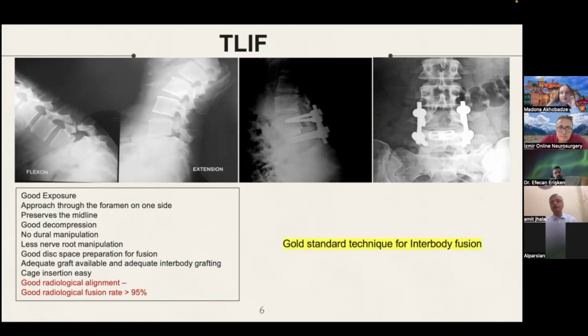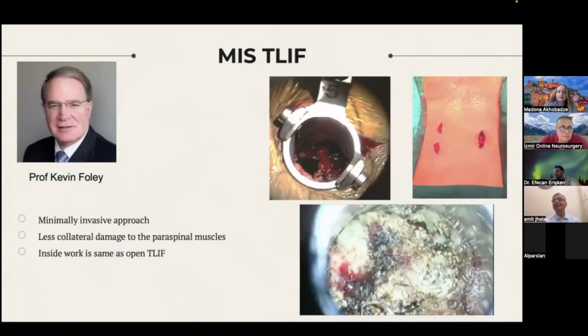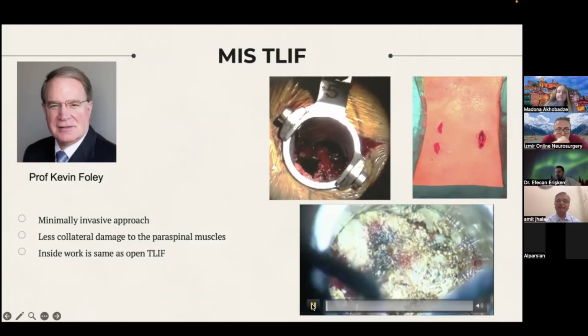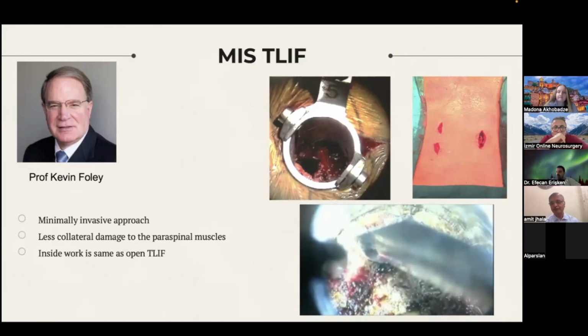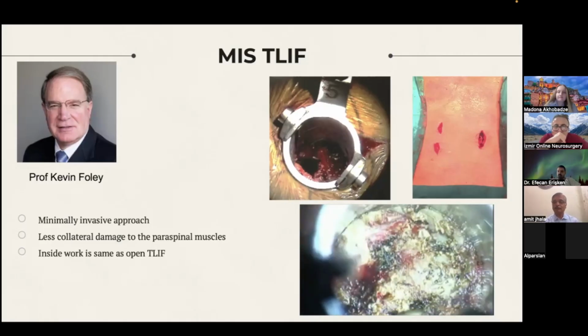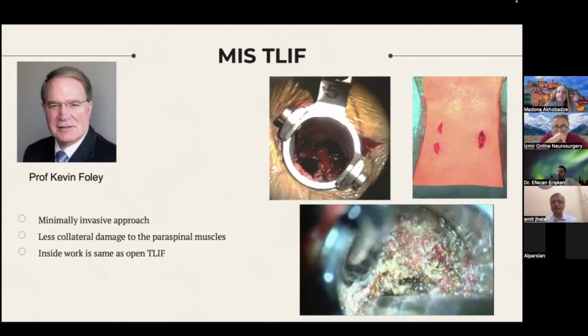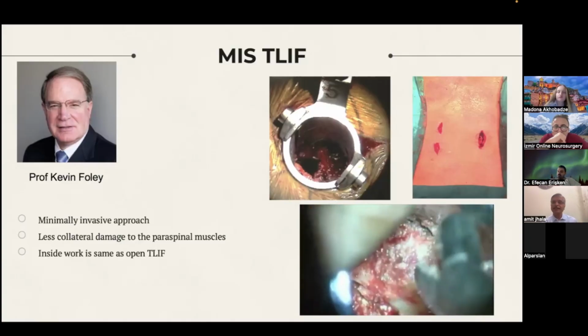And this remained for a very long time. For around 10 years, we were all doing the same thing. But principally, the next change came from Professor Kevin Foley, when he first gave the concept of a tubular retractor and preservation of the muscle. That minimalism was the first time that we found, in 1997, when he started using the tubular retractor system. And there was less collateral damage. We did the same thing as in open TLIF, but the main concept was protection of the muscles. And this protection of the muscles reflected in the outcome of the patient.